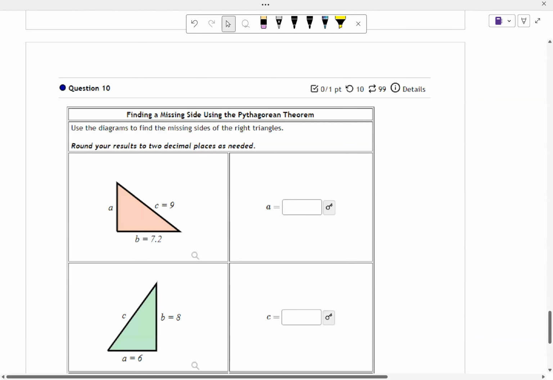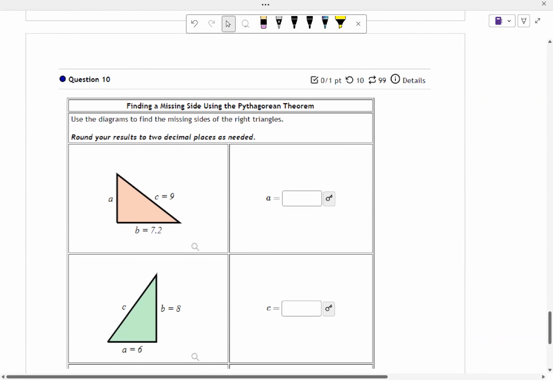All right, so question number 10: find the missing side using the Pythagorean theorem.